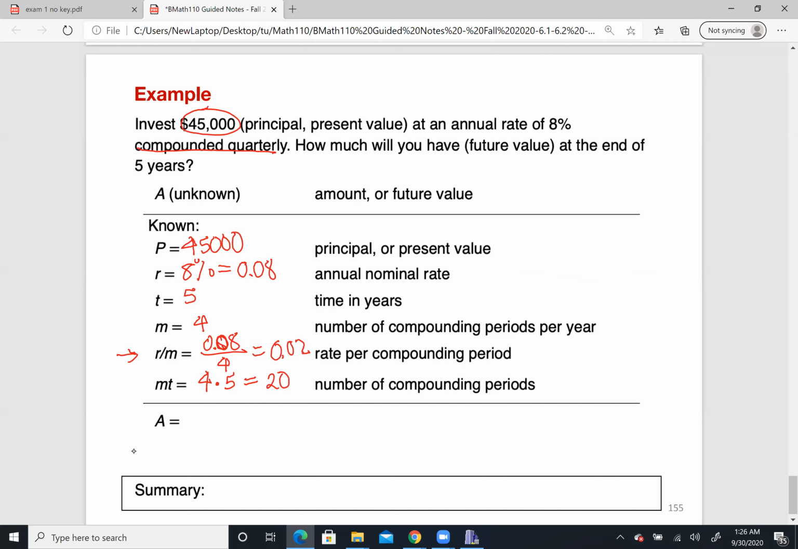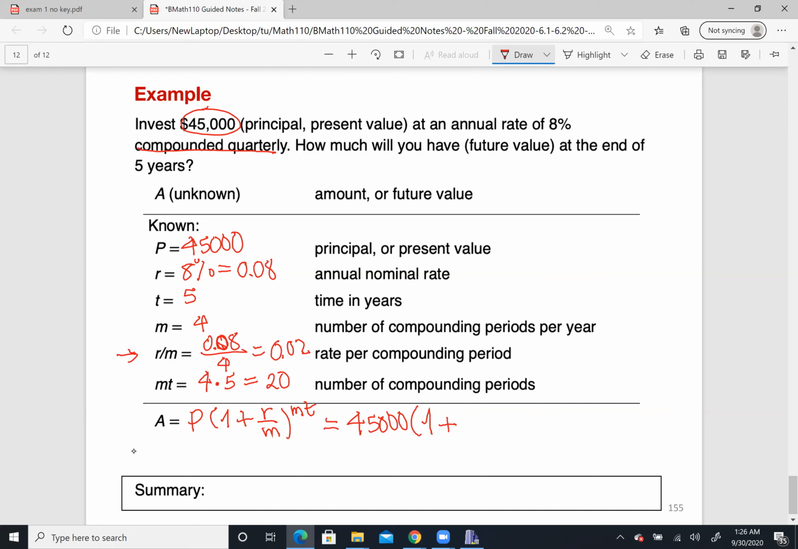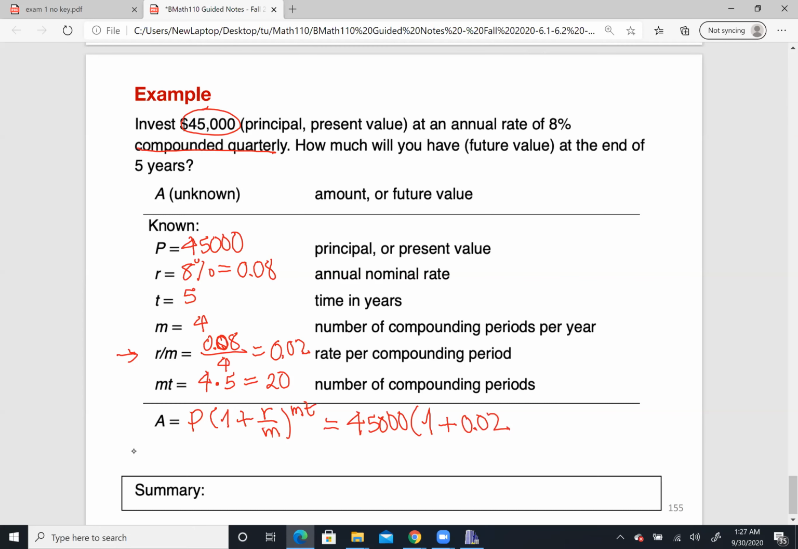Easily. Okay, so use the formula A equal to P times (1 plus r over m) to the power m t. You will have P equal to 45,000 multiplied by (1 plus r over m, which in here is equal to 0.02), and then close the parentheses and to the power m times t, which is 20. Put 20 here and use a calculator now.